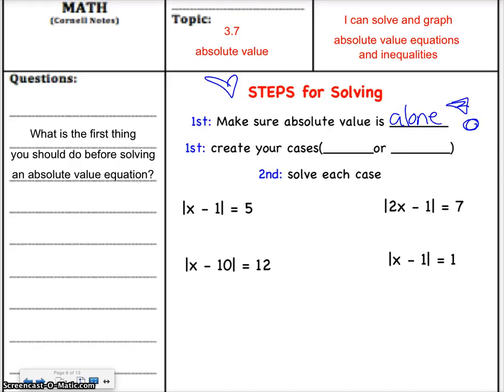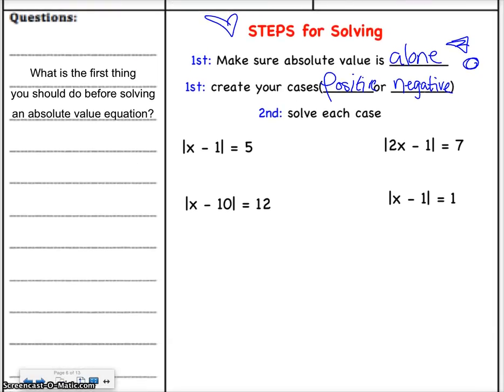Everything today, the absolute value sign is going to be alone. Tomorrow, you're going to have to isolate it. And then you need to create your cases. So remember your cases, you have a positive case. Your distance can be a positive number, or you have a negative case. And then you solve. Okay, this first one's going to look a little weird because you've never seen this before aside from one time.